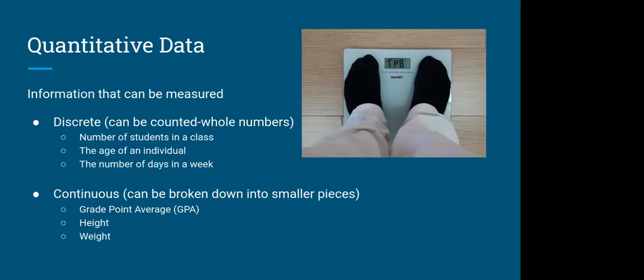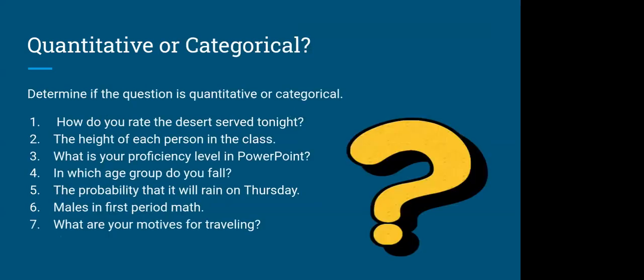Okay. All right, so now, quantitative or categorical. So now we are going to look at these 7 things and determine if the question will lead us to quantitative data or categorical. And of course, I'm going to ask you what type. So I hope you took some notes. If you need me to go back, I will.